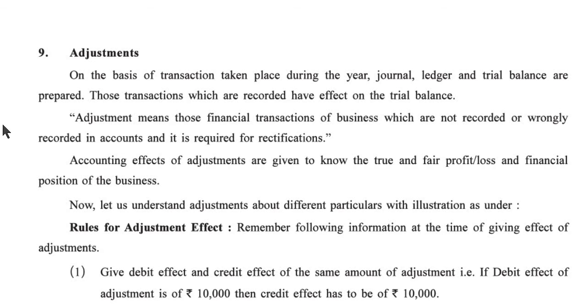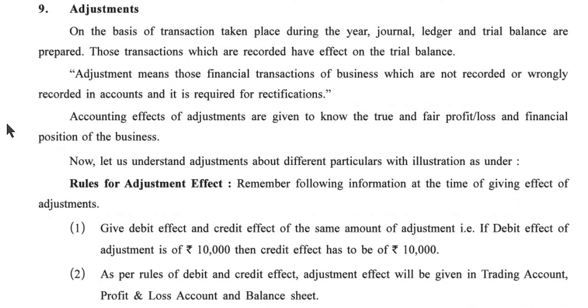Now for the adjustment. Adjustment means: on the basis of transactions taken place during the year, journal, ledger and trial balance are prepared. Those transactions which are recorded have effect on the trial balance. Adjustment means those financial transactions of a business which are not recorded or wrongly recorded in accounts, and which are required for rectification. Any changes that are necessary and any rectification that is necessary is called adjustment.